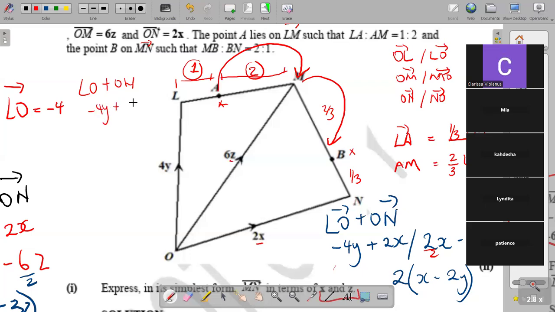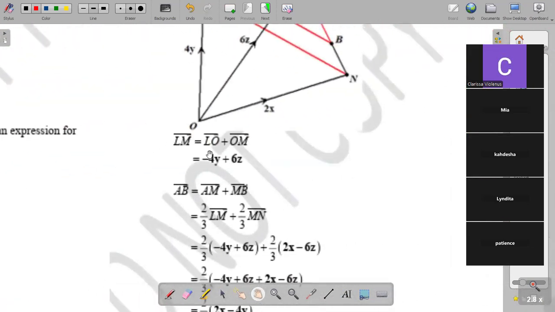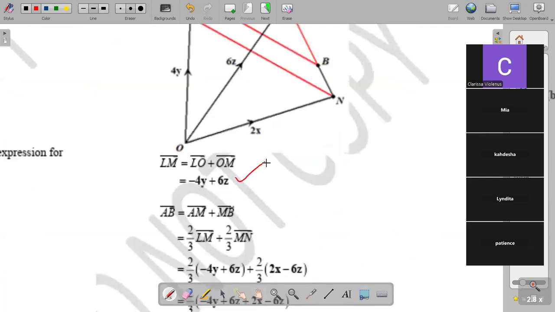Plus 6z. Talk to me if that ain't true. So let's look at the work in here. Yeah? Look at there. I want to make sure everybody's with me. If you got it, say got it.